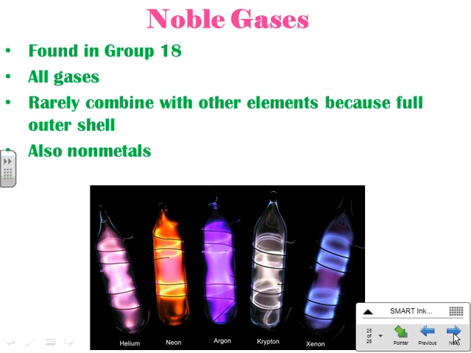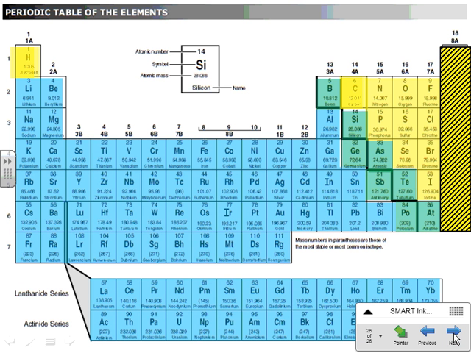Last, we have our noble gases. They are found in group 18. They're all gases, and they rarely combine with other elements because they have a full outer shell. They're the ones shaded in yellow with black lines across them, just that very last section down there, number 18.